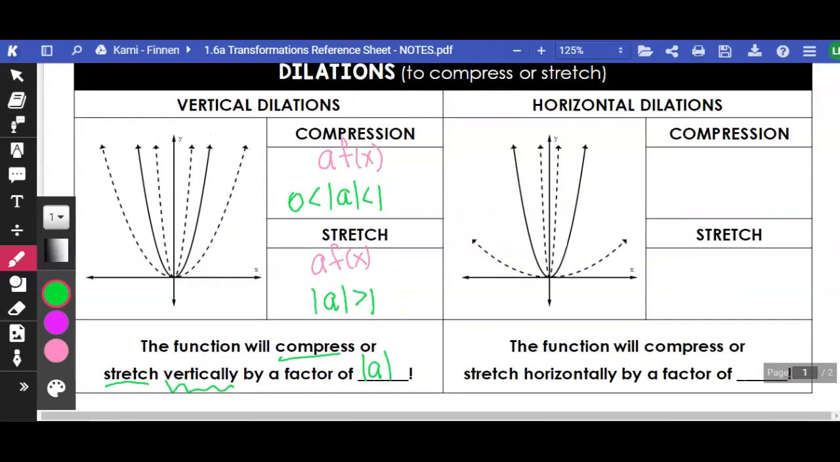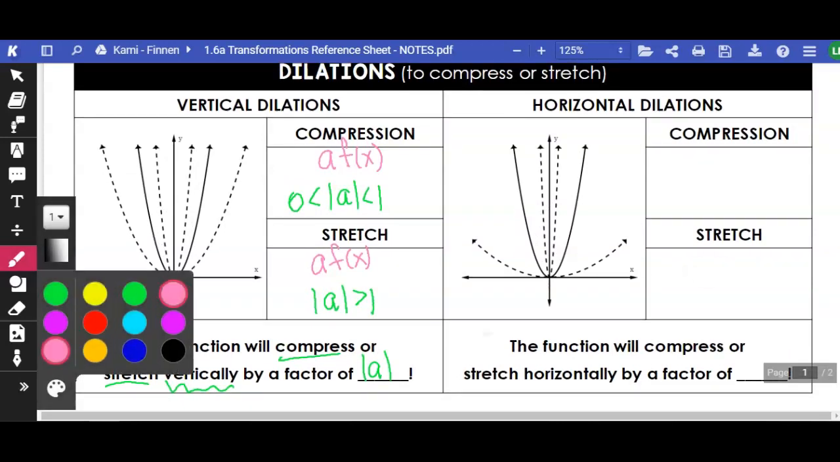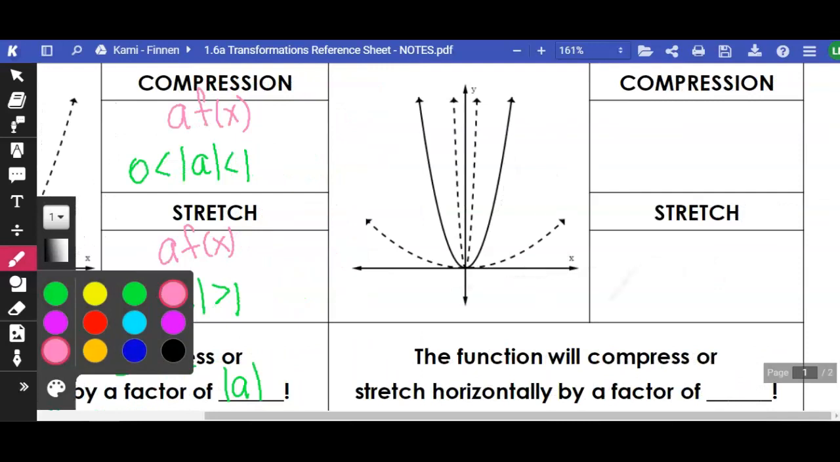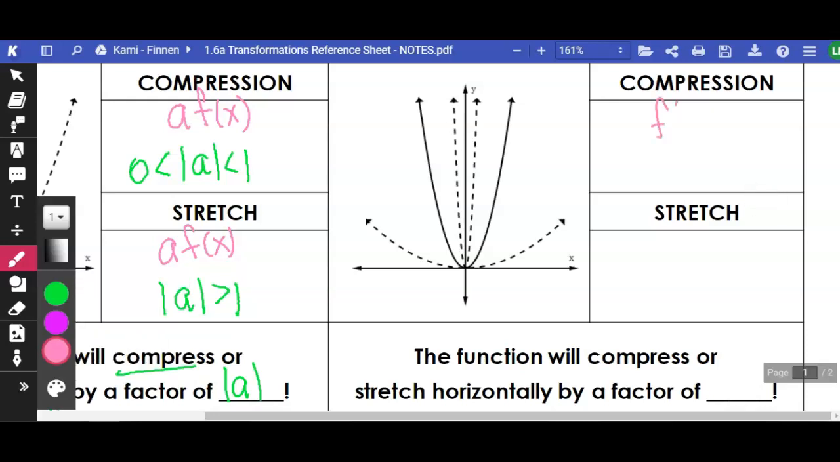Now let's look at our horizontal dilations. Again, should totally be a review. So this time, since it's horizontal, we are multiplying by x. So that would be f of b times x. Okay, b is some number.